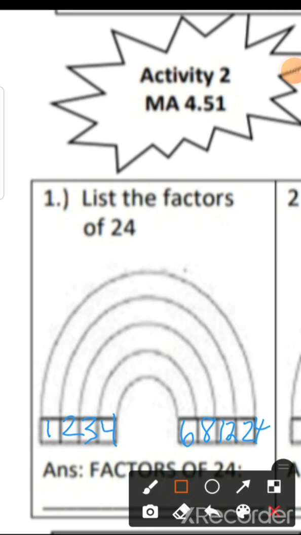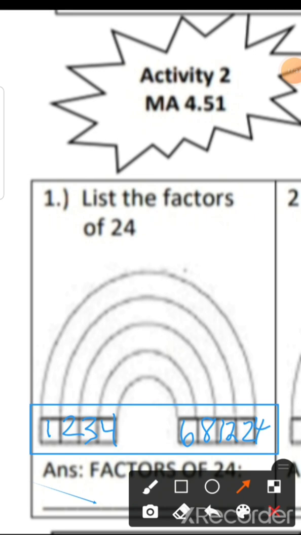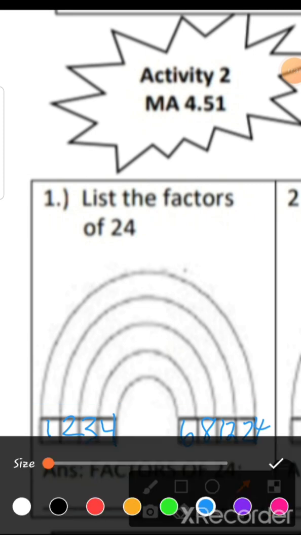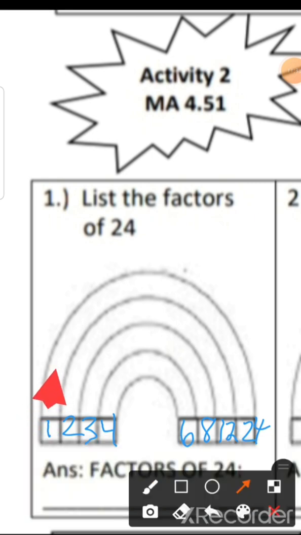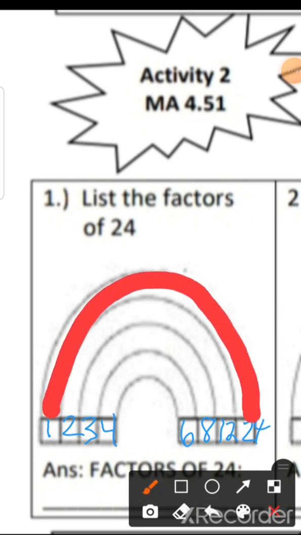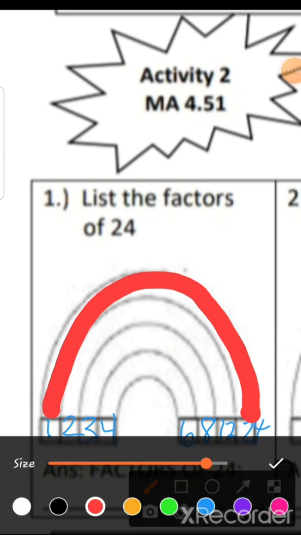Here, if you notice, boys and girls, the numbers 1, 2, 3, 4, 6, 8, 12, 24, you need to go ahead and write them down here, because these are the factors of 24. But for you to complete this rainbow, what I want you to do, boys and girls, is to go ahead and connect the rainbow. All right? You're going to connect the rainbow by coloring it in this manner, because the red connects 1 times 24. Okay? Right.